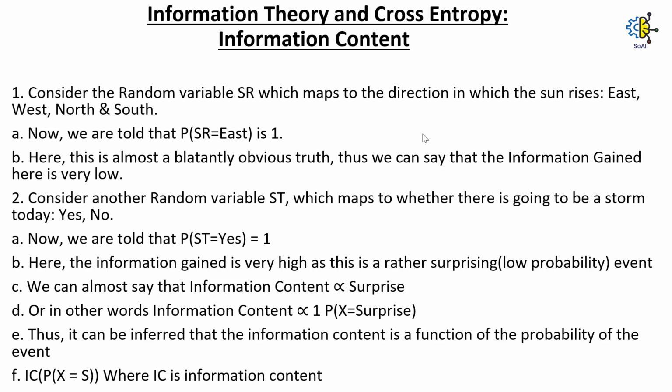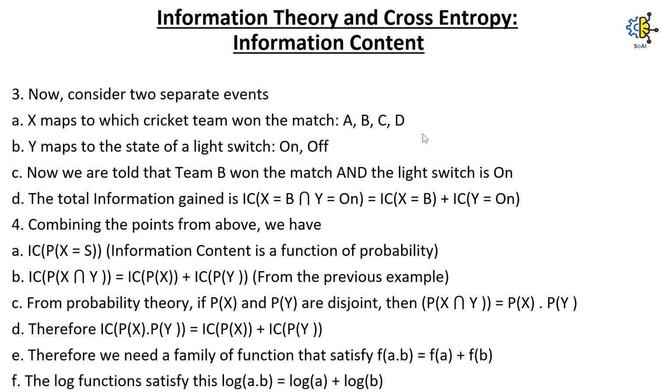Here, IC is the information content, and IC is a function of the probability of X, where X is equal to S. Now, consider two separate events. X maps to which cricket team won the match, where it is A, B, C or D. Y maps to the state of a light switch, that is on or off. Now, we are told that team B won the match and the light switch is on. The total information gained is IC of X equal to B intersection Y equal to on, which is equal to IC of X equal to B plus IC of Y equal to on.